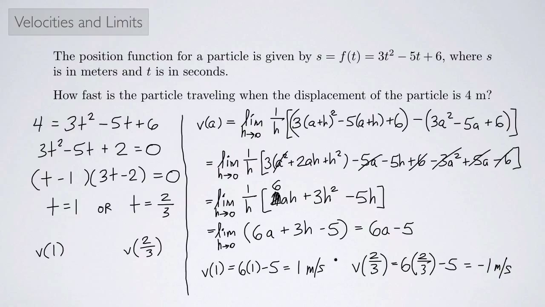Notice that velocity can be positive or negative. Velocity is a vector, has a magnitude and a direction, so it's allowed to have a direction here. And when we have a positive one, it generally means we're moving in the positive direction on the x-axis or the s-axis. And we have a negative one means we're generally moving in the negative direction on the s-axis.